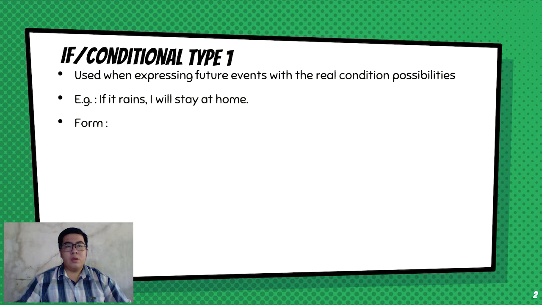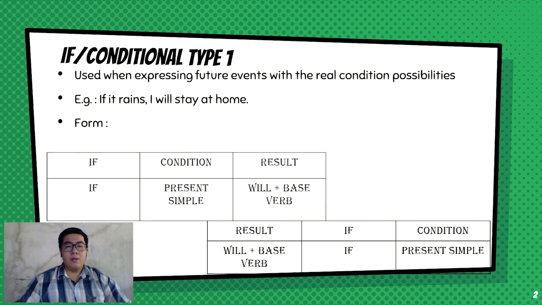The form of conditional type 1 is: if condition, result. Or we can swap it: result if condition. The condition in conditional type 1 is present simple, and the result should be will plus base verb. Will can be changed to shall or can.